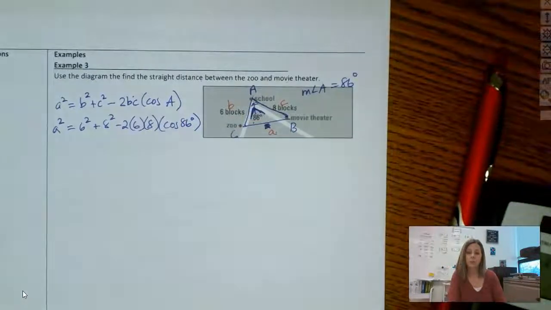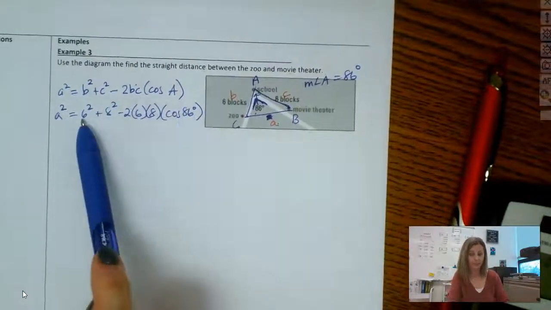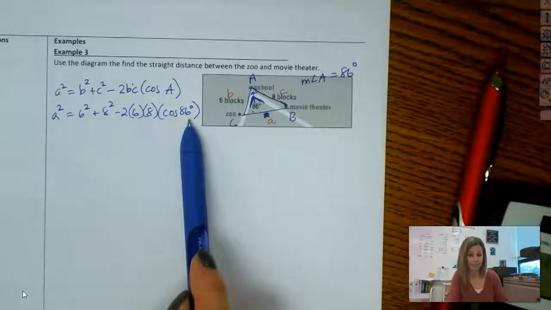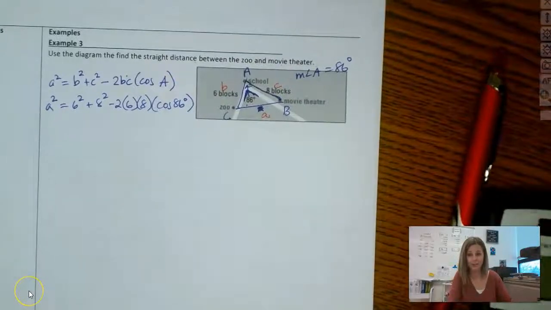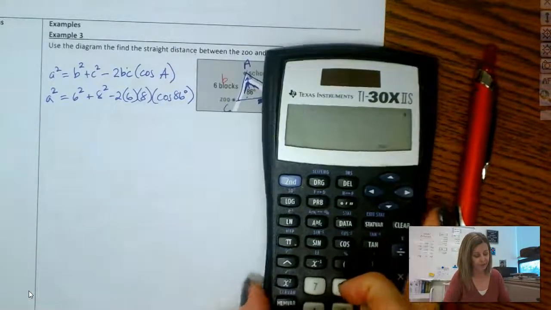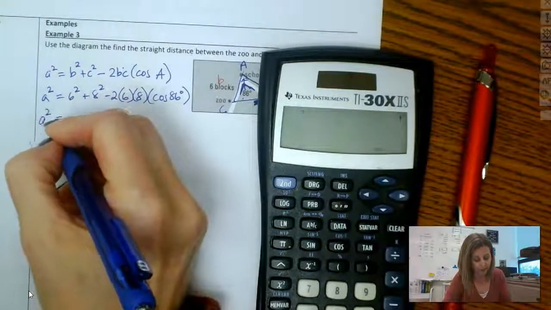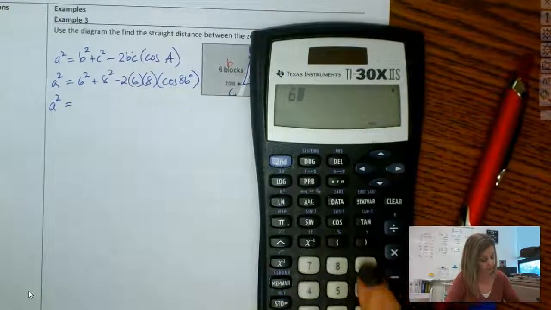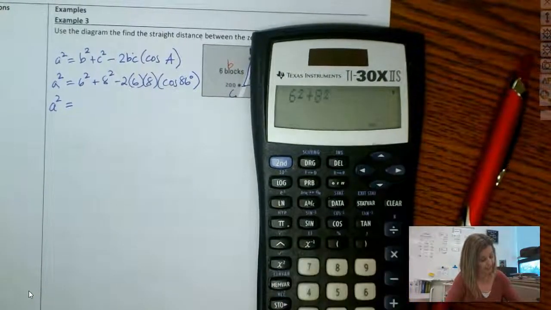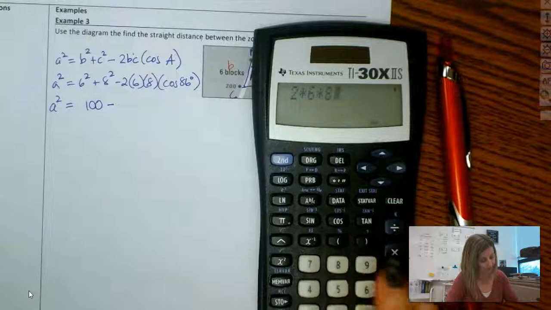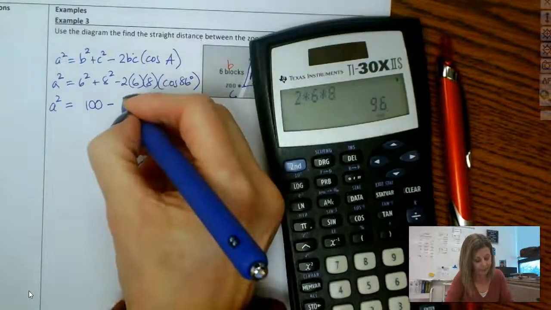Okay, so if you think about this, this is a number, this is a number. These are all numbers, and isn't cosine of 86 simply a number? So you honestly can just enter this in your calculator if you want. Now, if you want to separate it out, you can. Actually, I'm going to separate it out first. Let me show you what I mean by that. So if I do 6 squared plus 8 squared, I get 100. And then minus, if I do 2 times 6 times 8, I get 96.